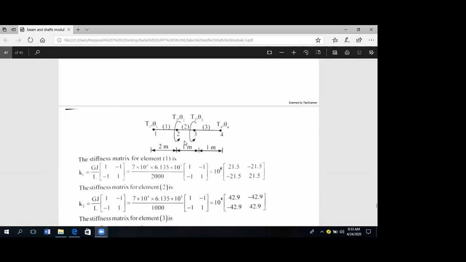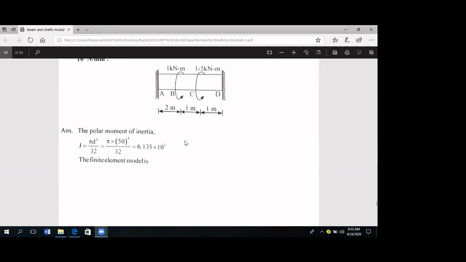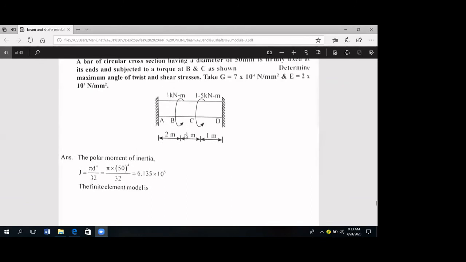Any doubt you can ask, to write the finite element model based upon the given geometry, based upon the loading conditions, based upon the material properties.